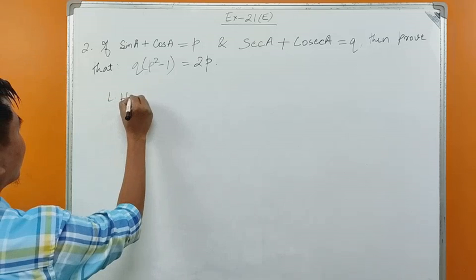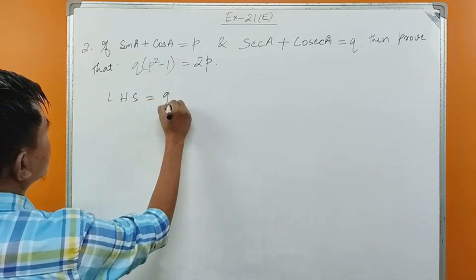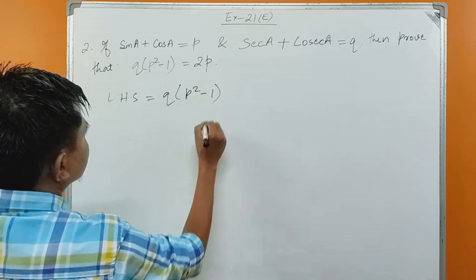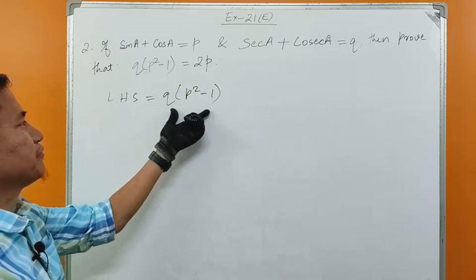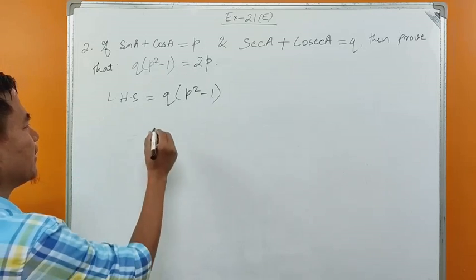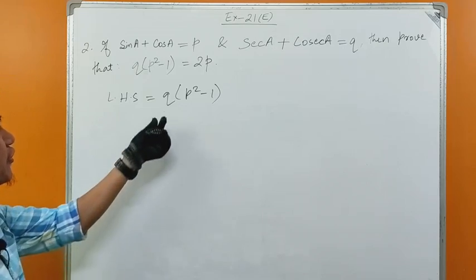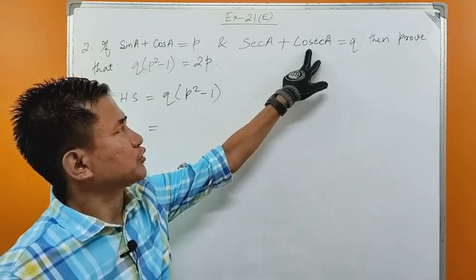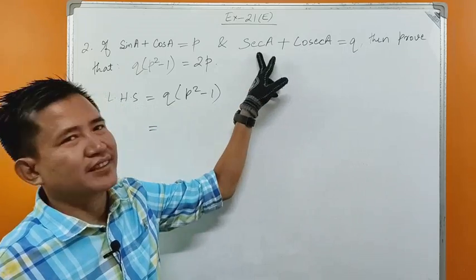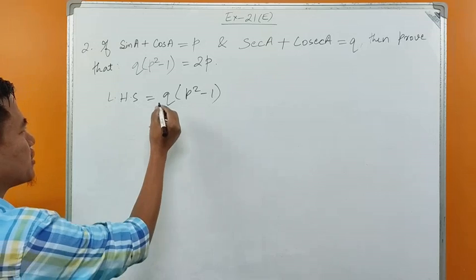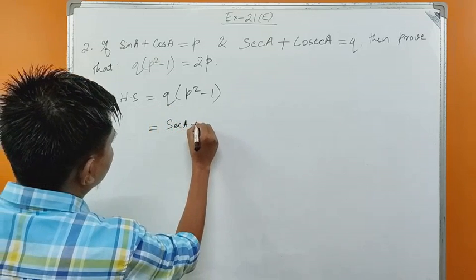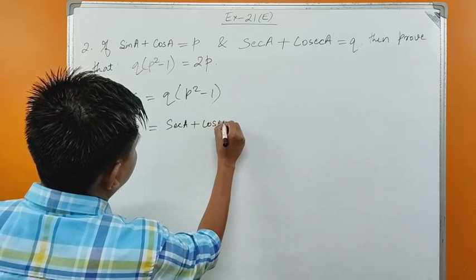LHS equals Q into P square minus 1. We are going to use this and prove this equals 2P. Okay. So now let us put the value of Q. What is Q? Q is sec A plus cosec A, isn't it? So instead of Q I write sec A plus cosec A.